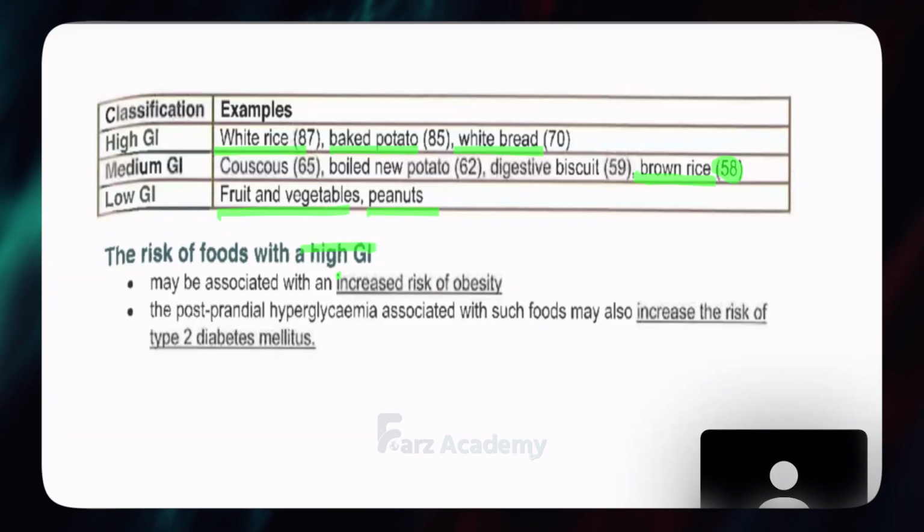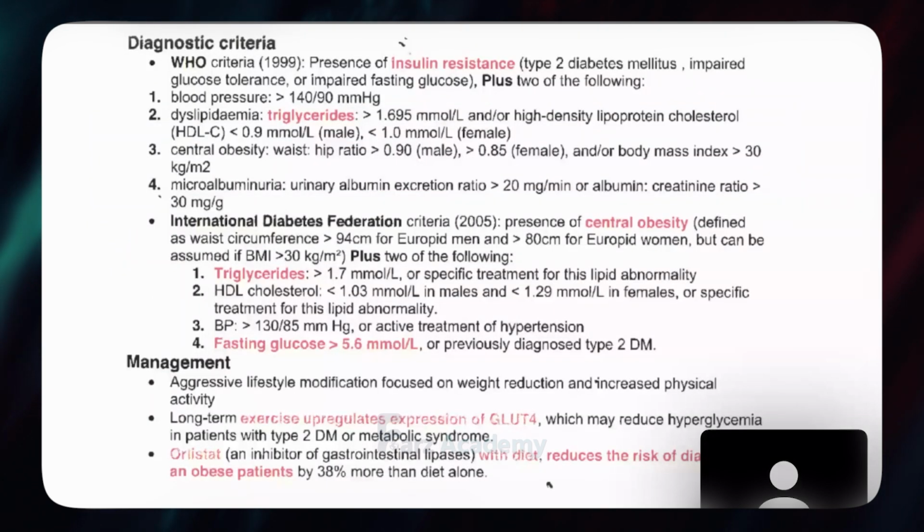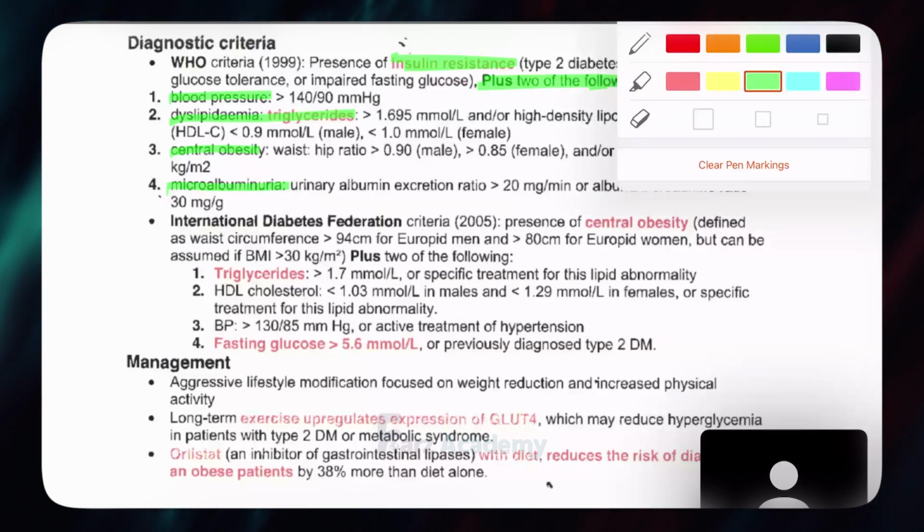So high GI means, as you all know, increased risk of obesity, and also increases the risk of type 2 diabetes mellitus. That's why we are discussing this in today's class. So next, this is the diagnosis of your metabolic syndrome. So one is insulin resistance plus two of the following: high blood pressure, dyslipidemia, central obesity, microalbuminuria, these things. And how exactly do we define these things?